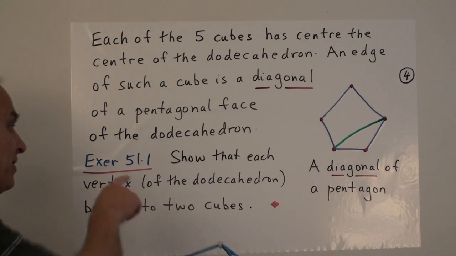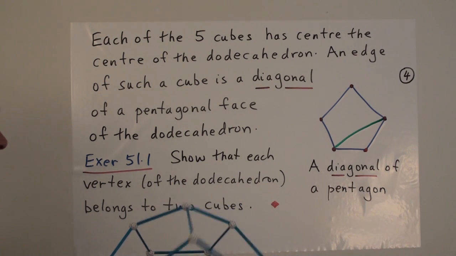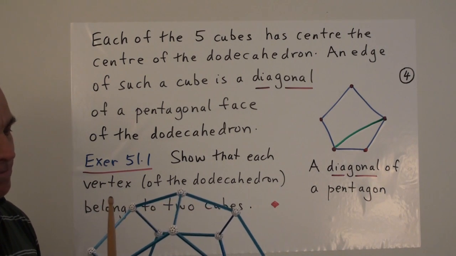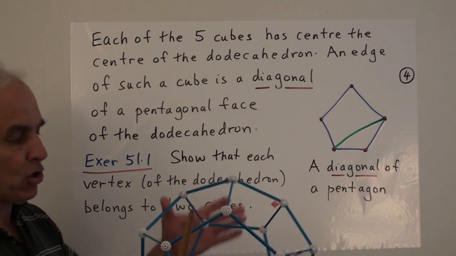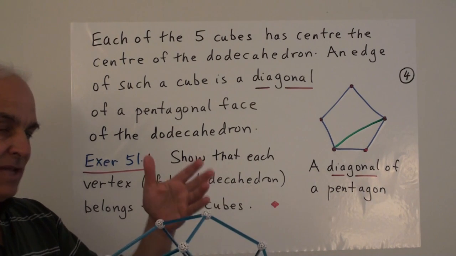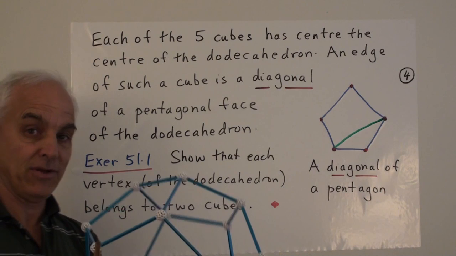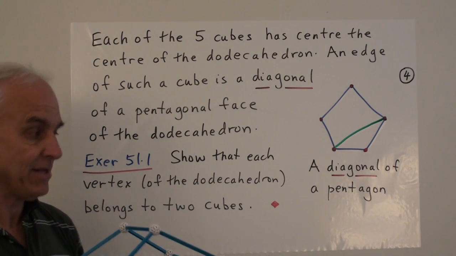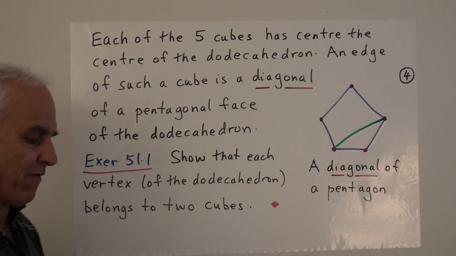So as a little exercise, show that each vertex of the dodecahedron actually belongs to 2 cubes. I hope that makes sense numerically, because the cube has 8 vertices. So there's 5 cubes, that's 5 times 8 vertices altogether, that's 40 vertices. But the dodecahedron itself has 20 vertices, so that makes sense that every vertex belongs to 2 cubes. Just convince yourself of that.